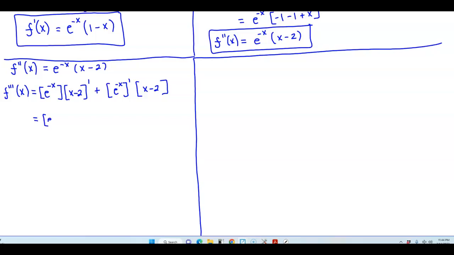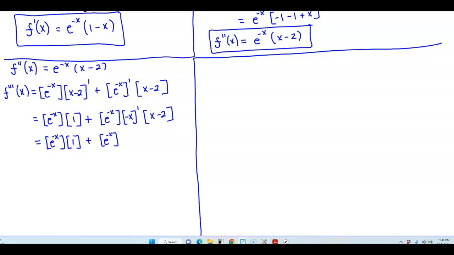So we have e to the negative x times the derivative of x minus 2, which is equal to 1, plus here the derivative of e to the negative x is e to the negative x, and then we've got to use the chain rule, so we've got to find the derivative of that exponent of negative x, times x minus 2. So therefore we have e to the negative x times 1, plus e to the negative x times the derivative of negative x, which is negative 1, times x minus 2.